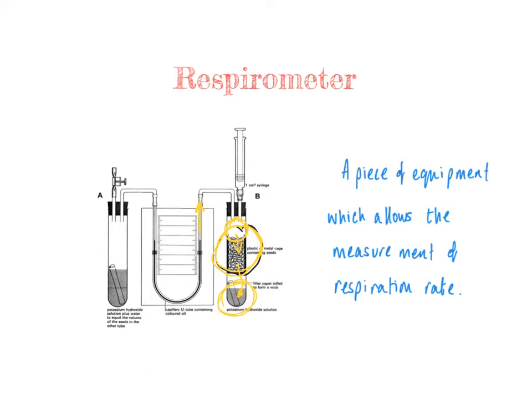And so this fluid in this U-tube will move, and you'll see that there's a scale here, and that then allows us to measure the distance that it goes. This syringe will then allow you to reset that tube and repeat the experiment.